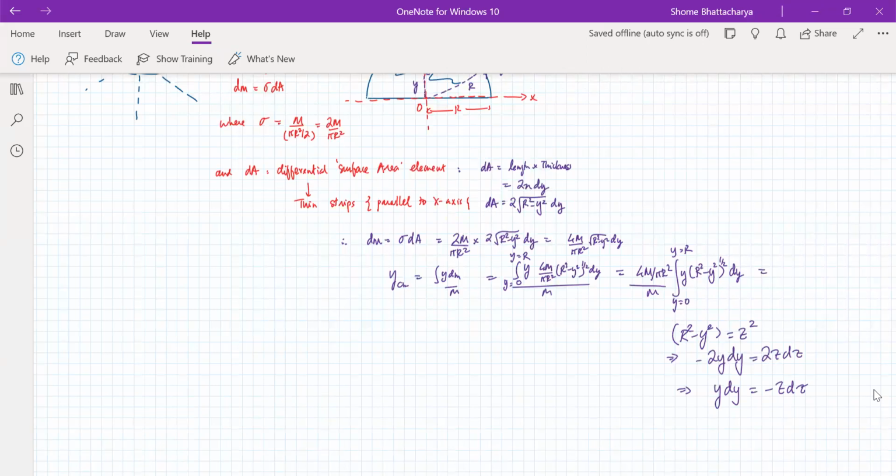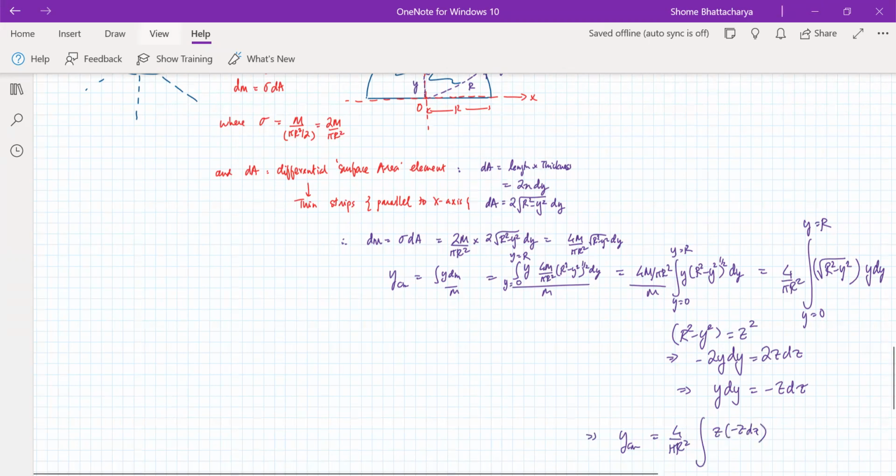This can be written as integration of square root of r square minus y square into y dy, from y equal to 0 to y equal to r. So now if I substitute the quantity inside the square root, which is creating all the trouble, as z square, then you can see the quantity which is outside, y dy, just becomes minus z dz. So the integration in the next step will become very simple. This whole square root term will just become z, and y dy is just minus z dz.